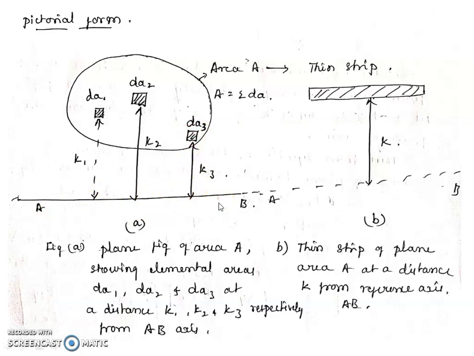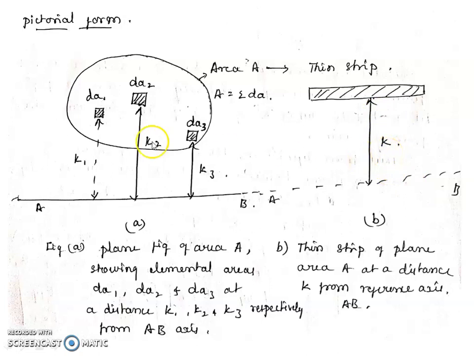From the definition of radius of gyration, I will compress this entire area and make a thin strip like this. Here you can see in this figure. I will make this entire area into a thin strip and place it at a distance k from the reference axis AB, the same reference axis AB. Now what is the condition? This k is called radius of gyration.